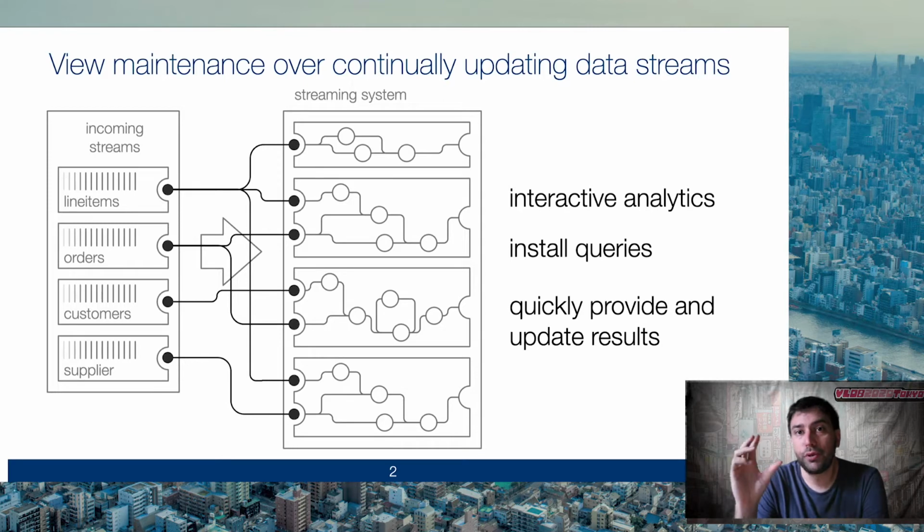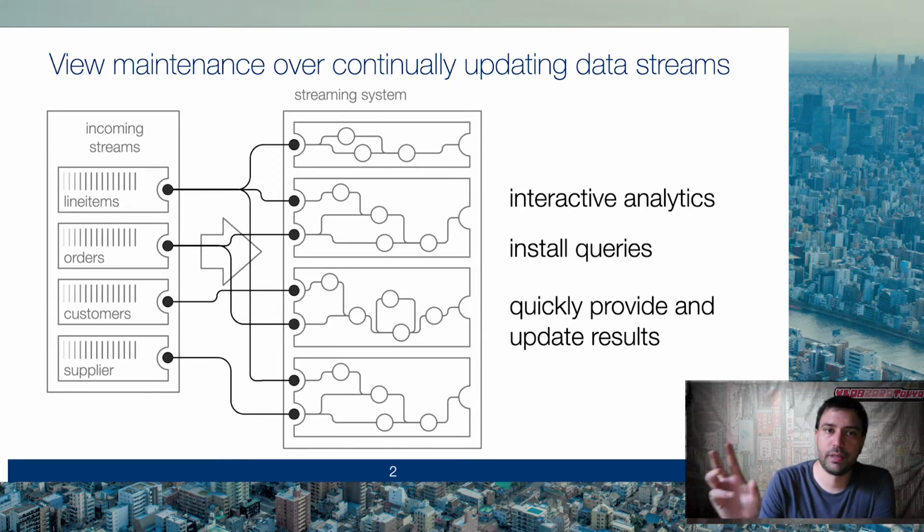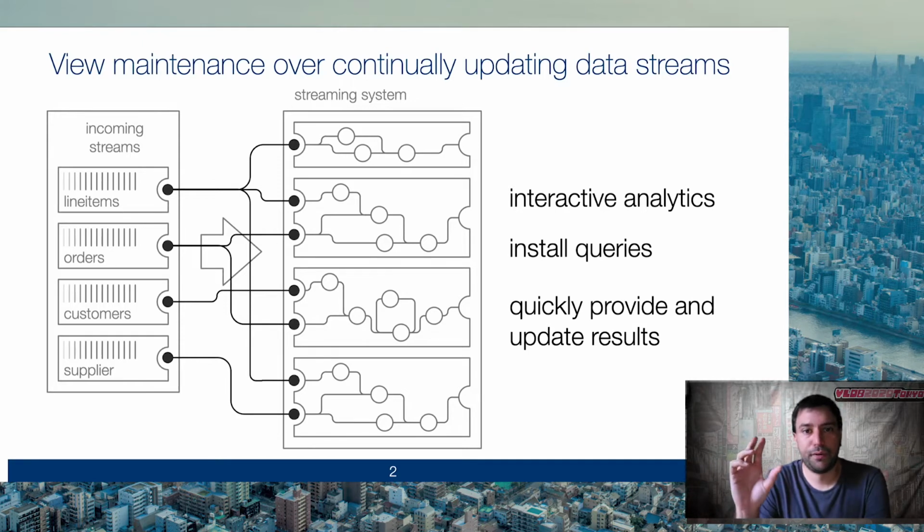You can think of these as two dimensions of change. The relations are continually updated and the queries also change. This first dimension, handling continually arriving data, is well supported by traditional streaming systems, while the second dimension is generally well supported by data warehouses that can quickly provide results for new queries. This work attempts to support both dimensions.